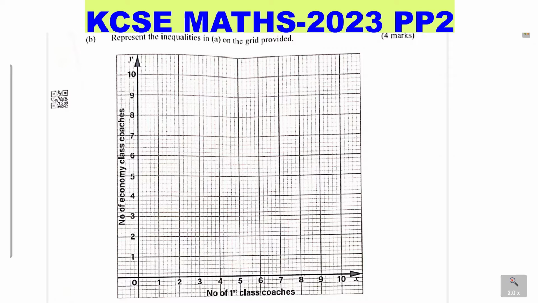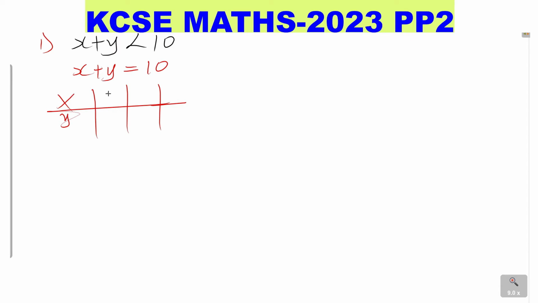You can see the minimum is 0 and the maximum is 10, both for the x and the y axis. So on the y-axis, you have the number of economy class coaches. On the x-axis, you have the number of first class coaches. So when x is 0, y will be 10. And when y is 0, when you substitute y with 0 in this equation, you'll get 10 as well.